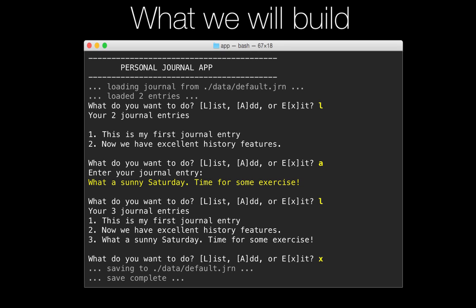And you can see the main part of the app gives you this menu. It says, what do you want to do? List your journal entries, add a new one, or exit. And if we hit L, you can see we're listing out a few items. If we add one, it gets appended, and we persist this across running instances of the app in our file.